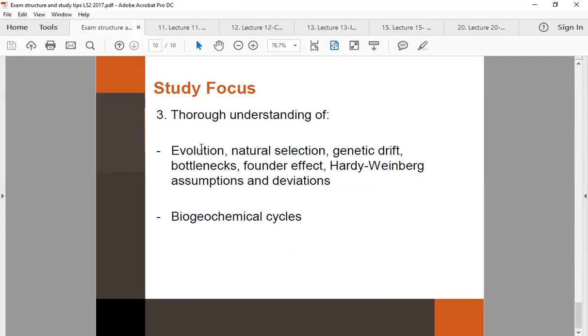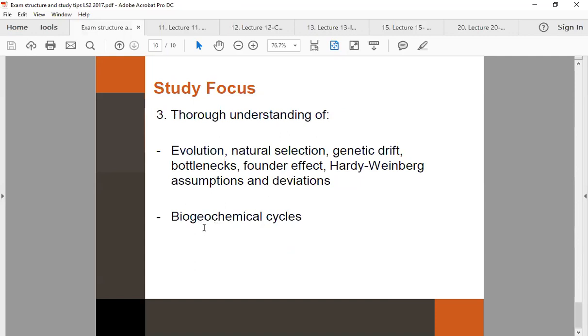Okay, revise what's meant by evolution, natural selection, genetic drift, bottlenecks, founder effect, and have some idea about some of the Hardy-Weinberg assumptions. So we just looked at one example. Hardy-Weinberg assumptions and deviations from these assumptions in a natural population.